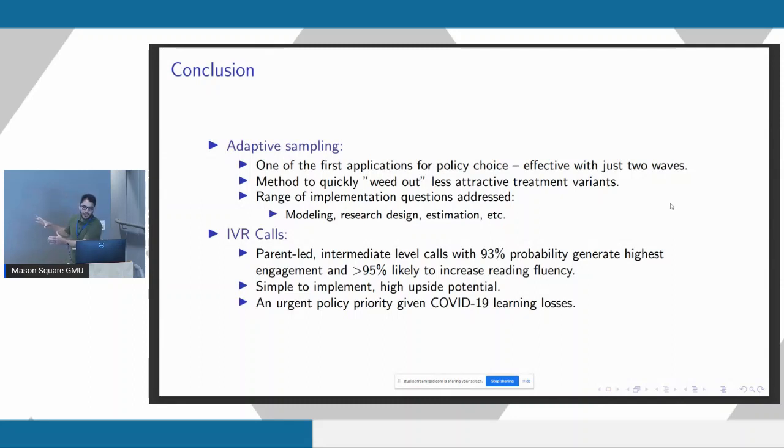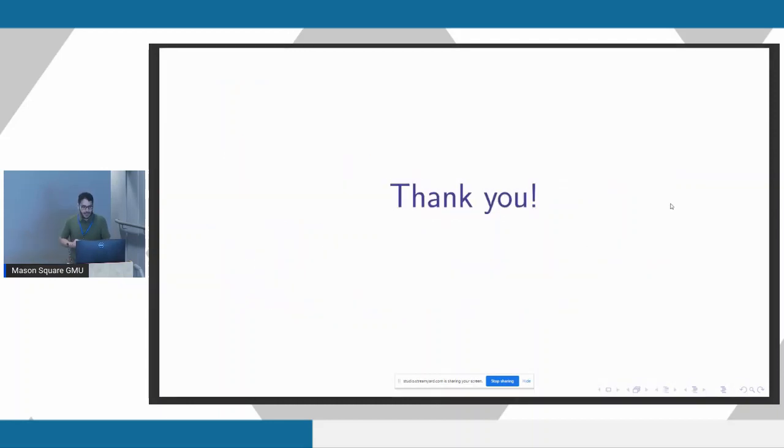For the IVR call results, we see that parent-led intermediate level calls appear to have the highest engagement with a 93% probability. And this is a relatively simple to implement intervention, has a high upside potential, and furthermore, this is all automatized, so it can be easily replicated somewhere else. That would be it. Thank you very much.